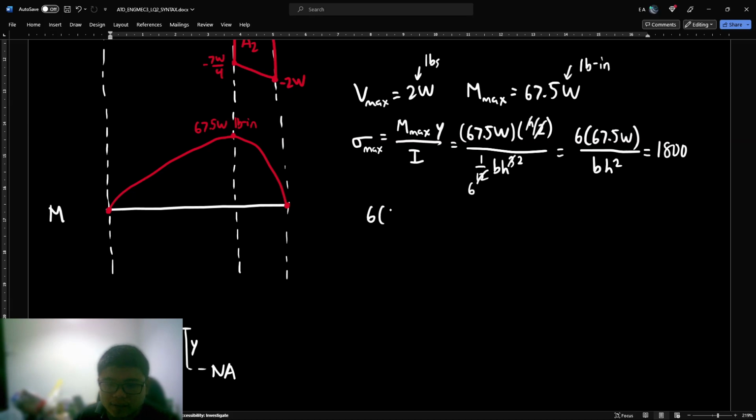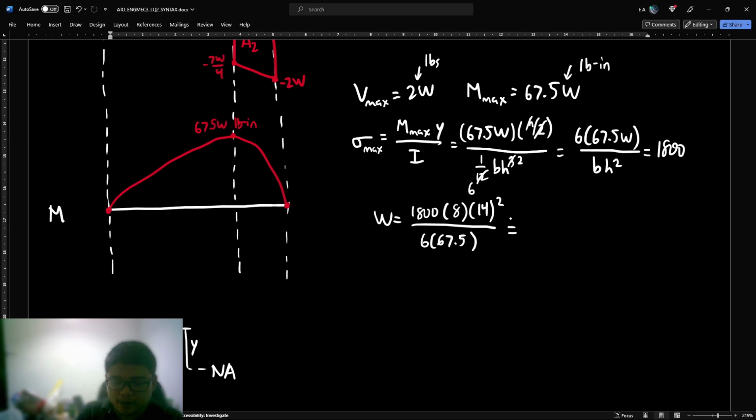So it becomes 6 times 67.5 W, or we could simply get W already. W would be equal to 1800 psi times B. Our base is 8 inches, our height is 14 inches, and square it, all over 6 times 67.5. We're going to get a value of 6968.89 pounds.